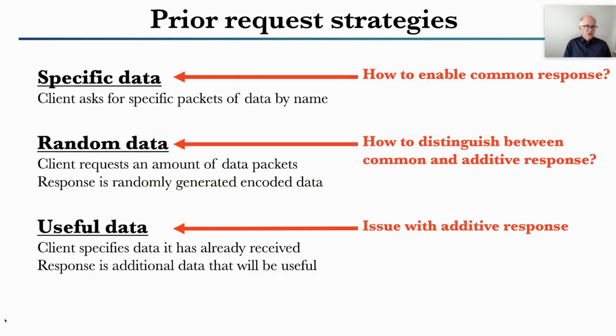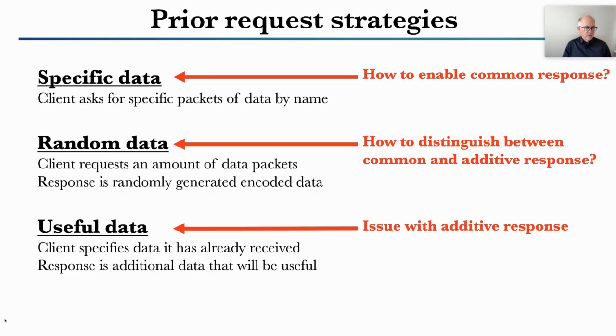Prior request strategies include asking for specific data, where a client asks for specific packets of data by name. This is, for example, what NDN does. This does have an issue when a client is asking for packets over multiple interfaces from different nodes. The question is, how do you enable a common response?